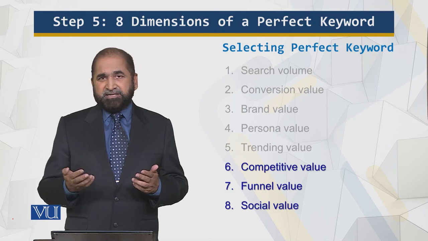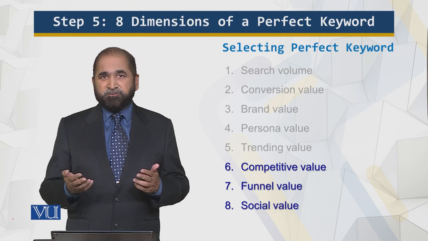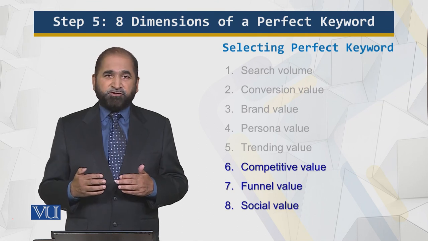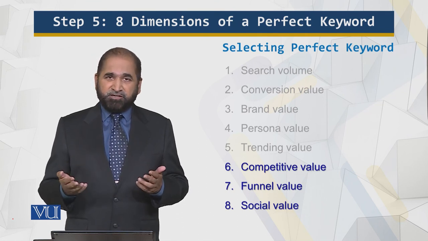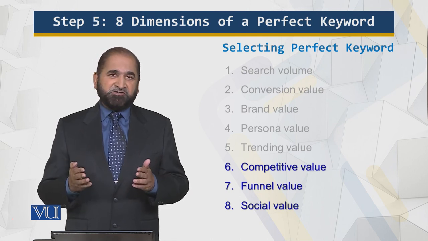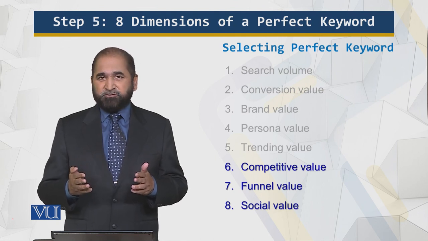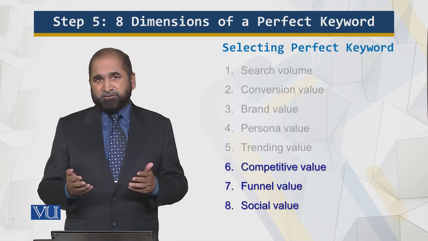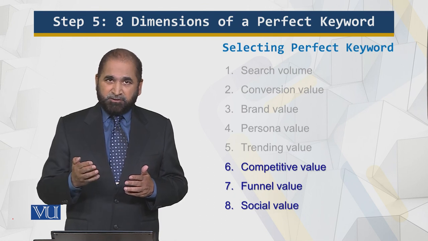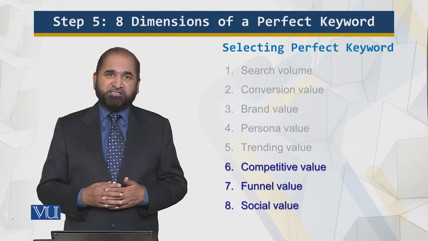It is kind of a trending thing also, because with social value, certain things are long term, certain things are short term. If you are socially conscious, or if your organization, your business, your product, your service is socially oriented, then that should be reflected in your keyword also. So these are the 8 dimensions of a perfect keyword. While you are looking for a keyword, you should be looking at all of them and at the overall value also. So that's all I have to say in this module.